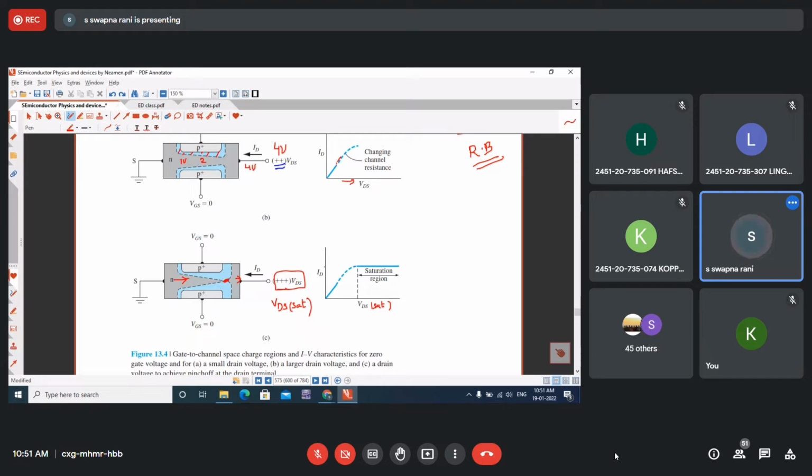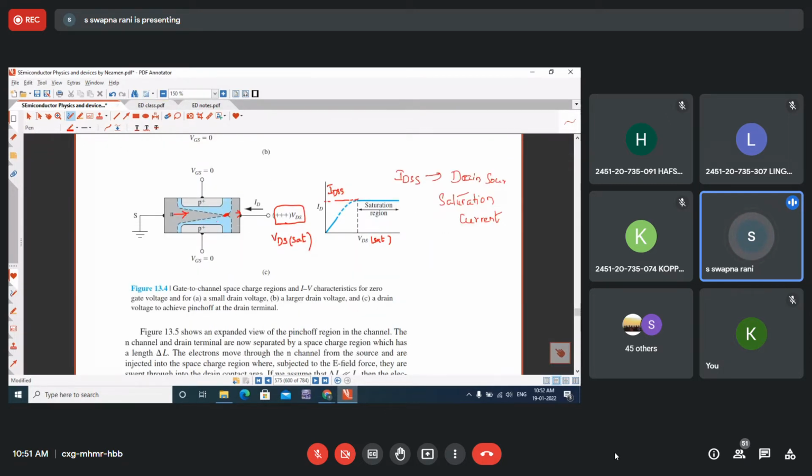So this current, we can name this current as IDSS. So this current is called IDSS. So what is IDSS? Drain source saturation current.